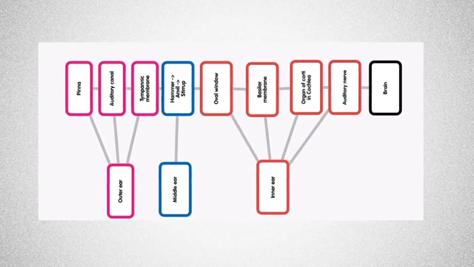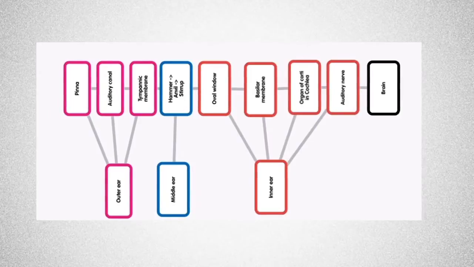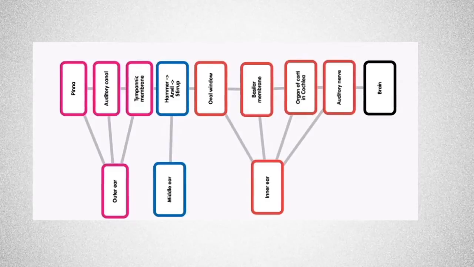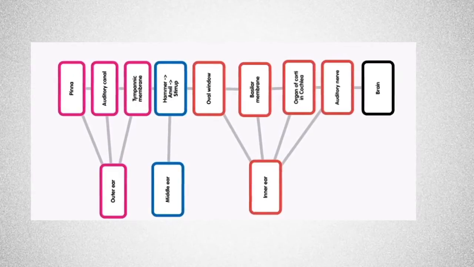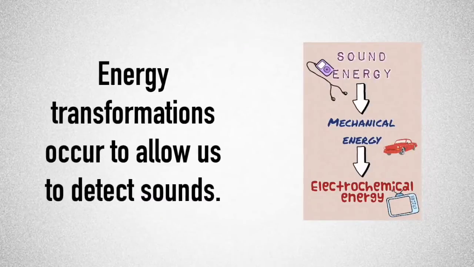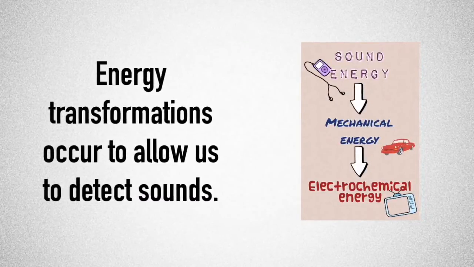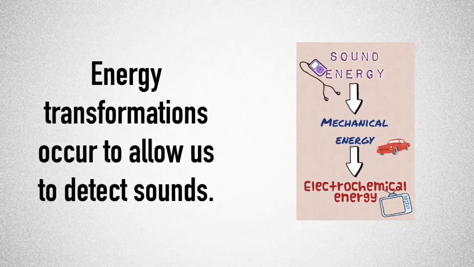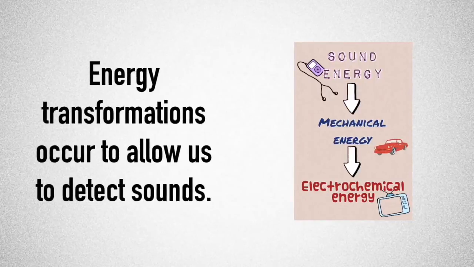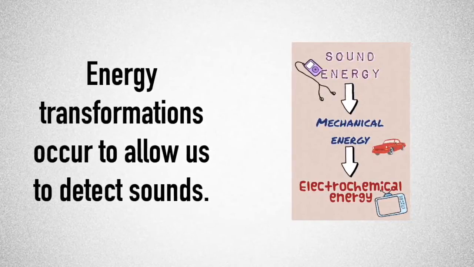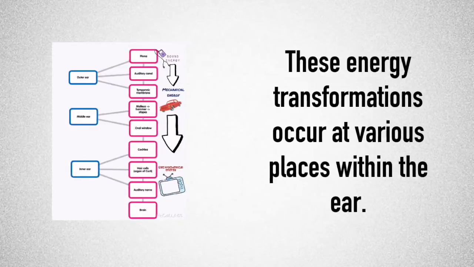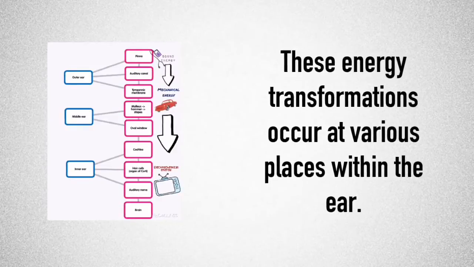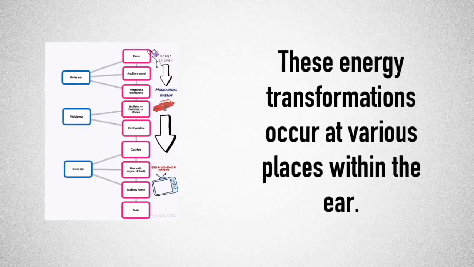This helps to change and vibrate the basilar membrane, which stimulates the hair cells of the organ of Corti, which are inside our cochlea, and this then sends a message along the nerve fibers to the brain where they are interpreted. So there are a number of energy transformations that occur in order to allow us to detect sounds. So obviously we start with sound energy, which is converted into mechanical energy, and then lastly electrochemical energy, which is sent to the brain. These energy transformations occur at various places within the ear, and we need to be able to identify where in the ear the change from sound to mechanical to electrochemical energy takes place.